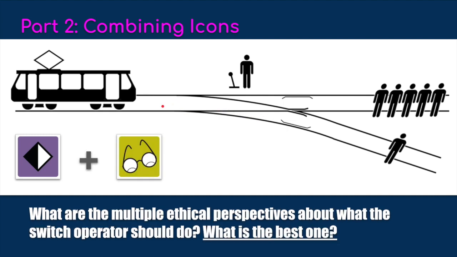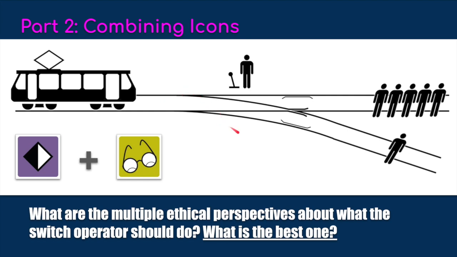By combining icons, we can then ask, there's an ethical problem at work here, but there are also multiple perspectives on how that problem should be solved. So the question that you come up with when you combine the icons is, what are the multiple ethical perspectives about what the switch operator should do? And then asking, what is the best one?